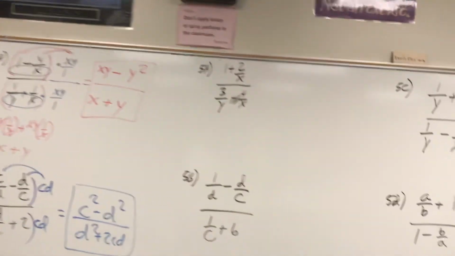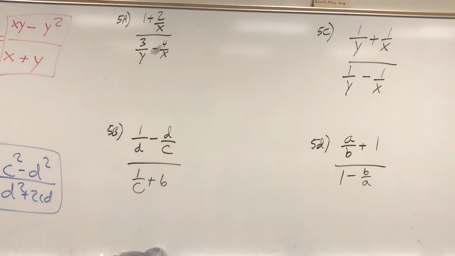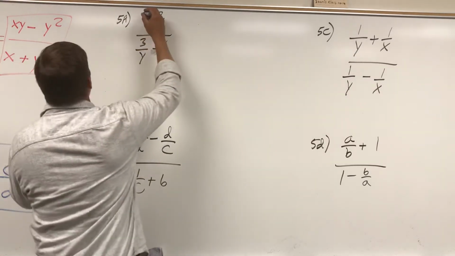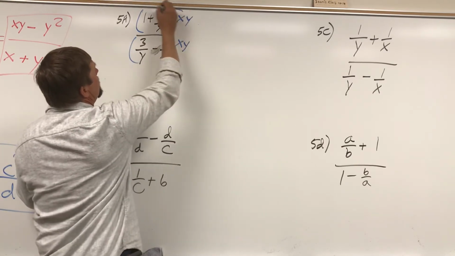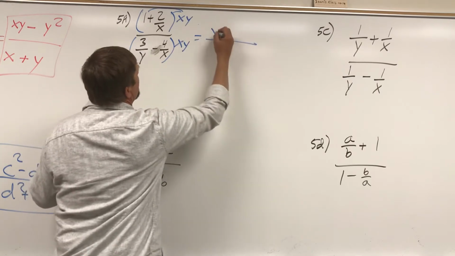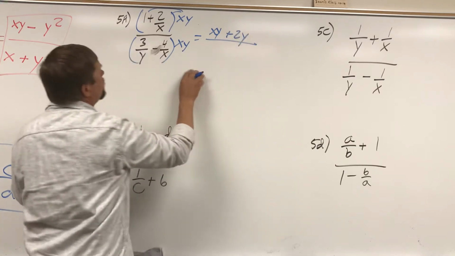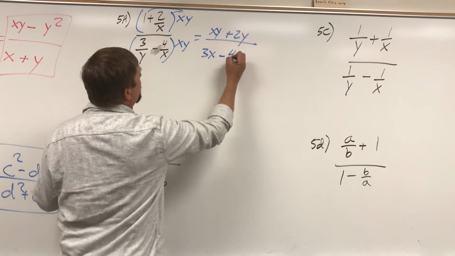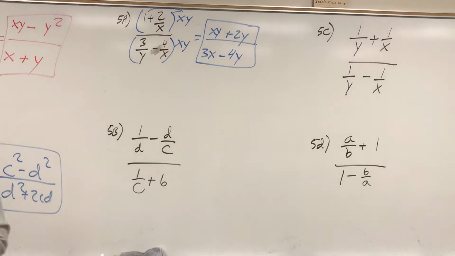Okay, so let's apply this to example 5 problems. What I'm going to multiply by here, as you notice, is xy. So if I multiply both top and bottom by xy and distribute, I get xy. X's cancel, so it gives me plus 2y. This one, when I distribute, I get 3x minus 4y. And again, that's as simple as it gets. There are no common factors top and bottom.